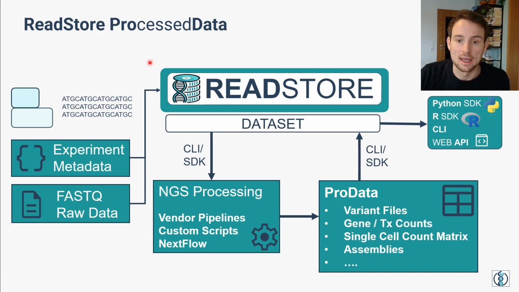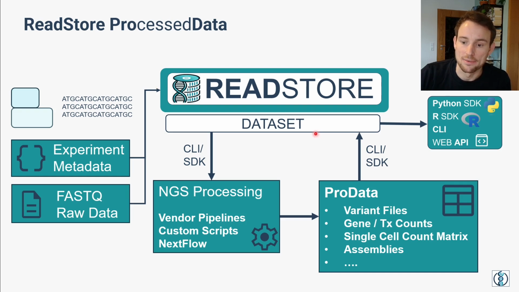Those datasets we can then access and integrate into our NGS processing bioinformatic pipelines. These pipelines are, for instance, coming from your kit vendors to process the raw data into the respective outputs. Other examples are custom scripts that you build for alignment and quantification, or for instance, Nextflow workflows. The output of these processing steps are then the ProData sets, the process datasets, that of course depend on the type of assay that you're running.